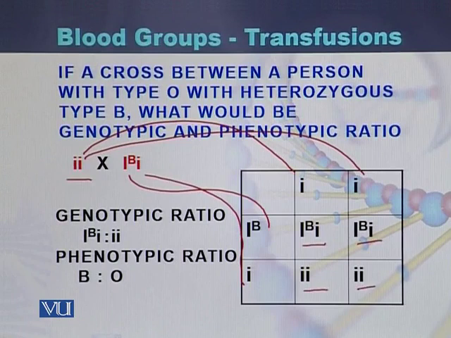Based on these genotypes, we can conclude that the genotypic ratio will be 1:1, as well as the phenotypic ratio between the blood groups. Two will be blood group B and two will be blood group O. So the phenotypic ratio will also be 1:1.